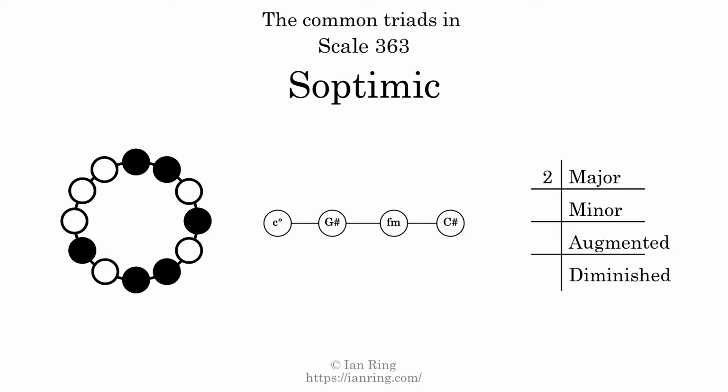There are 2 major triads. There is 1 minor triad. There are no augmented triads. There is 1 diminished triad. Here is a Hamiltonian path of parsimonious voice leading that uses all the triads.